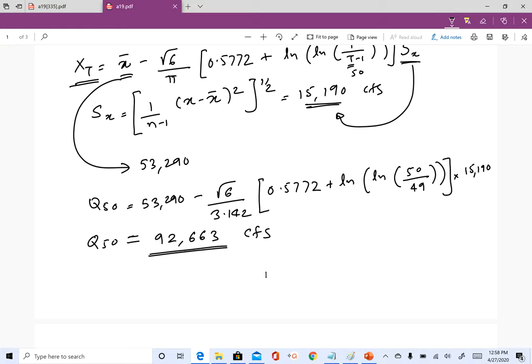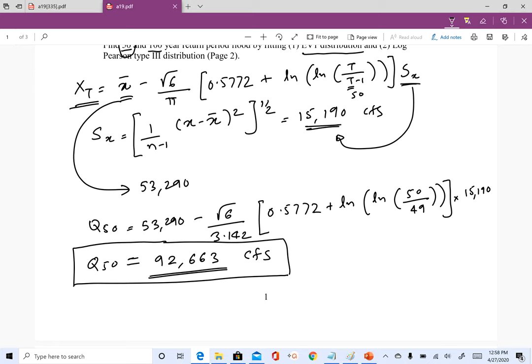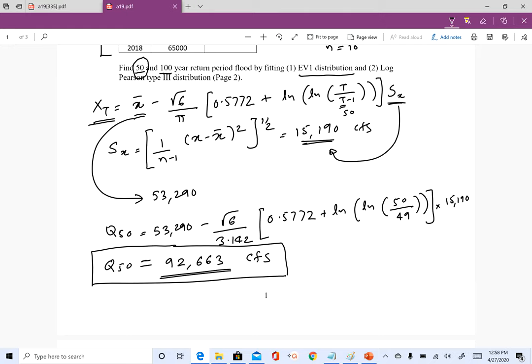Okay. So you can see this is a relatively straightforward method if you are going to use EV1 distribution, or if you assume that the data fits the EV1 distribution. And figuring out which distribution fits is a whole different topic. So in this case, we just assume that we are going to use EV1 distribution for question number one. So I have done this for Q50. I want you to do this for Q100. The only thing that will change in this expression when you are doing this for Q100 will be T. So in this calculation, I used T equal to 50. When you do this for Q100, I want you to use T equal to 100. And that's as straightforward as it is.